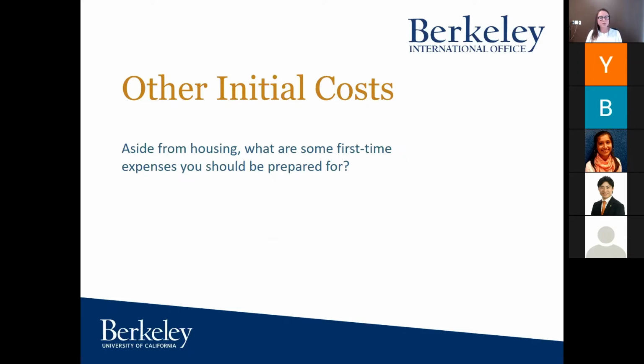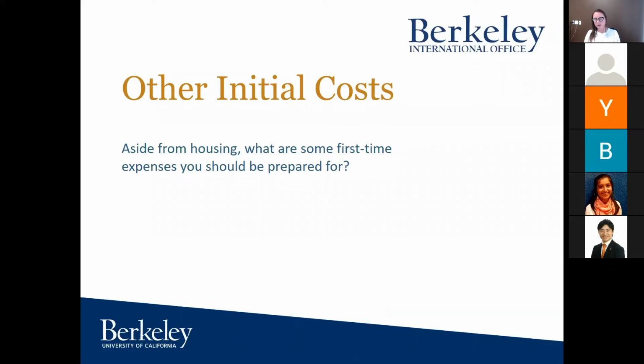Some other initial costs you may want to think about are supplies you'll need for your home or your room if you're in shared housing. You'll need to buy all your housing things that you don't bring with you, all the necessities: sheets, towels, pillows, blankets, dishes, all those sorts of things. Your phone, your driver's license, clothing. Keep in mind, we are in California, but it does get pretty chilly in the Bay Area, so you will need some warm clothes.